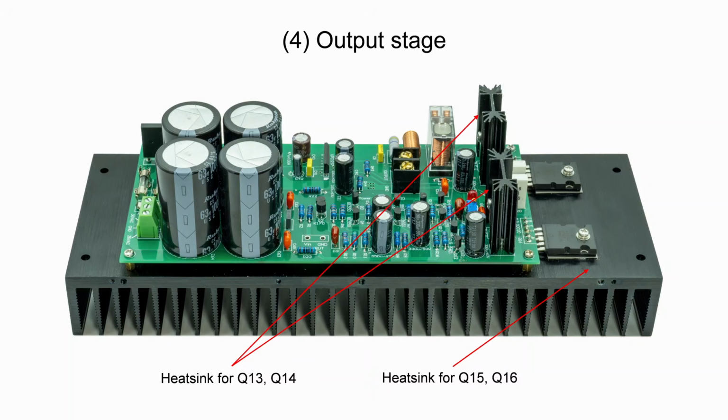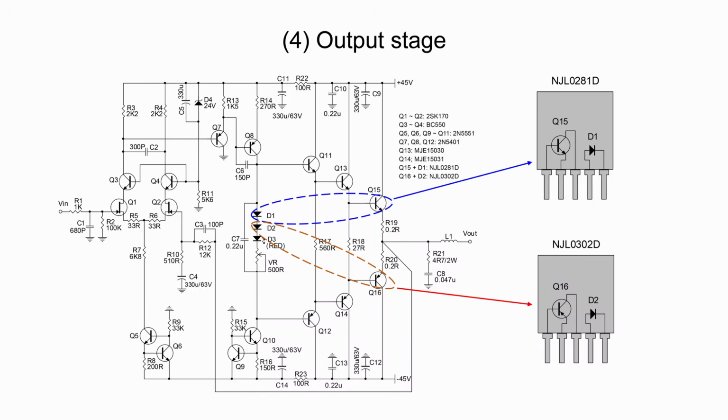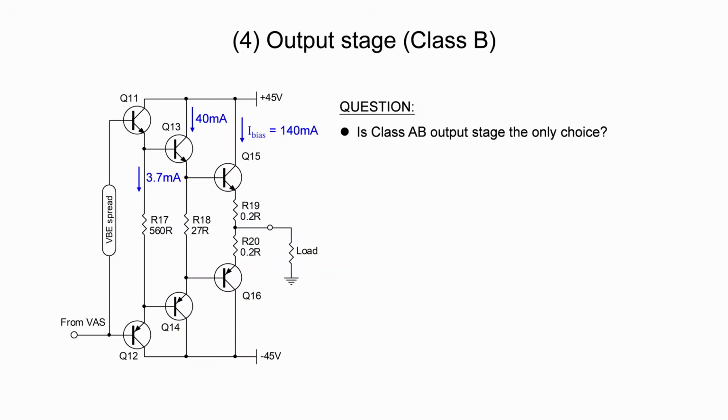This picture shows the heat sinks used for the driver and output transistors. Diodes D1 and D2, transistors Q15 and Q16 are mounted on the same heatsink. As you have just seen, the power amplifier is biased in class AB. However, you may want to ask, is class AB the only choice available?